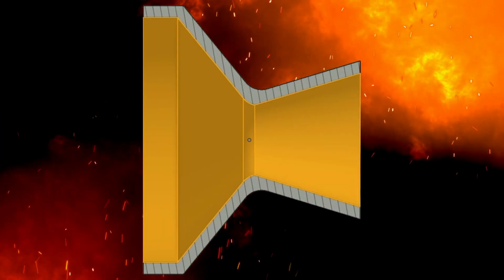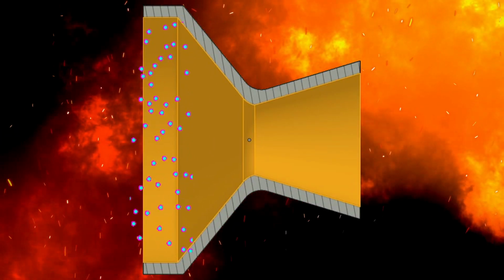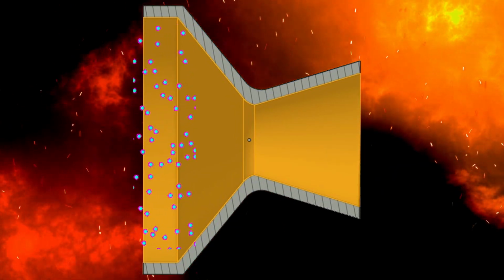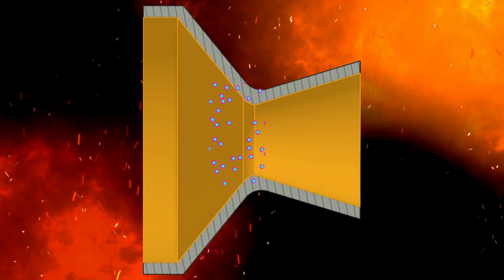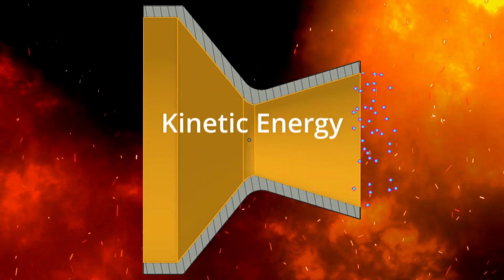Imagine a rocket engine's combustion chamber, where intense heat and pressure reign. As gases expand from this chamber into the nozzle, a transformation occurs. Through a converging-diverging design, the nozzle accelerates these gases, converting thermal energy into kinetic energy.